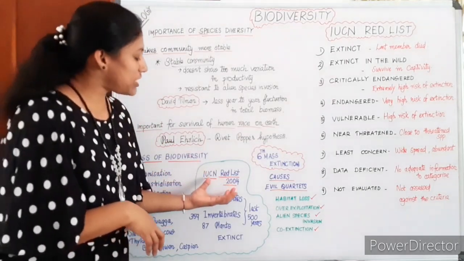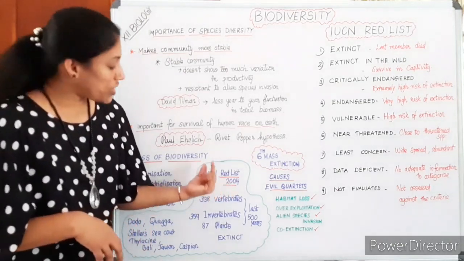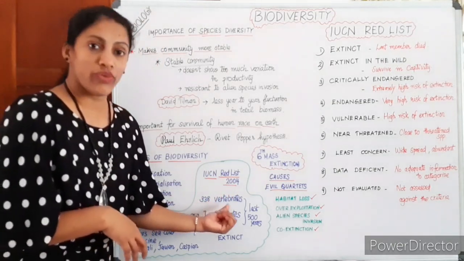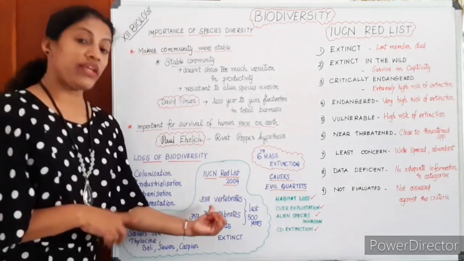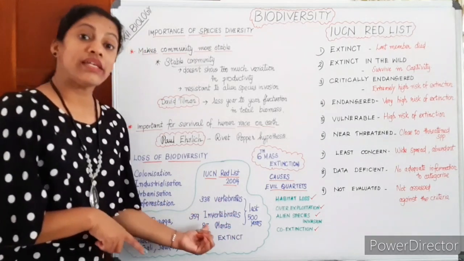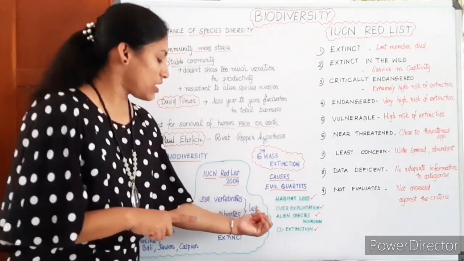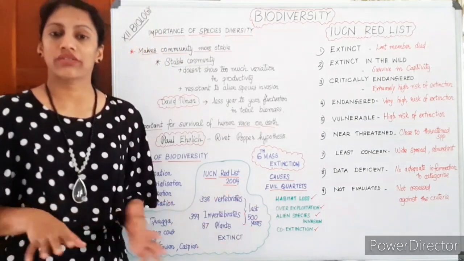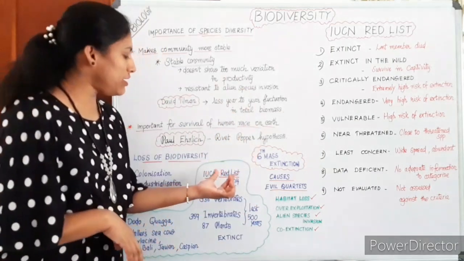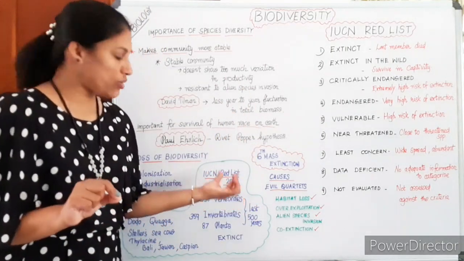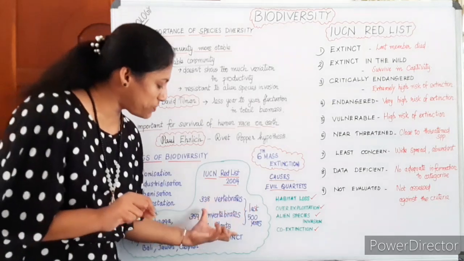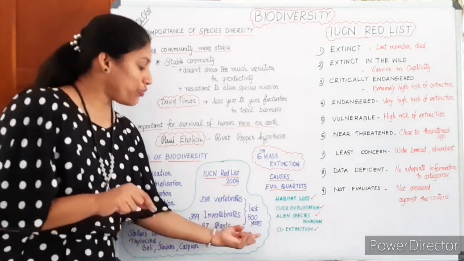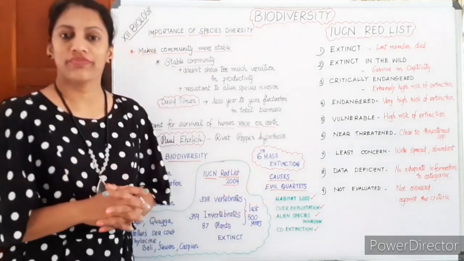Okay, anyway, see, the IUCN Red List 2004 has documented around 338 vertebrates, 359 invertebrates, and 87 plant species that have gone extinct within the last 500 years. The IUCN Red List records the extinction of this many species of vertebrates, invertebrates, and plants within the last 500 years.